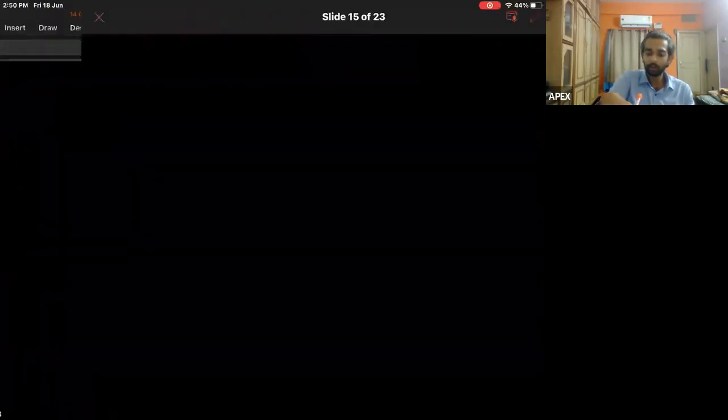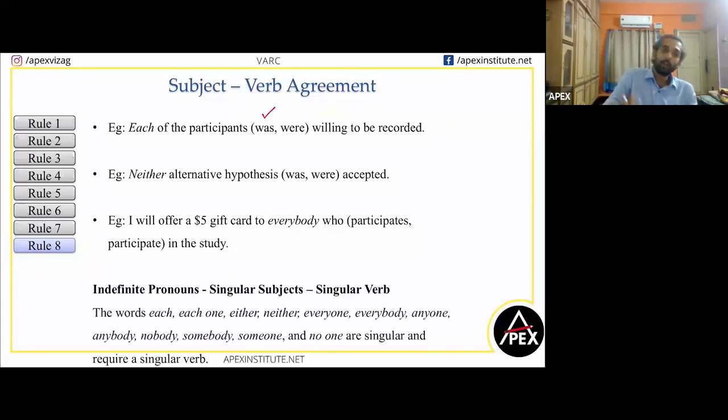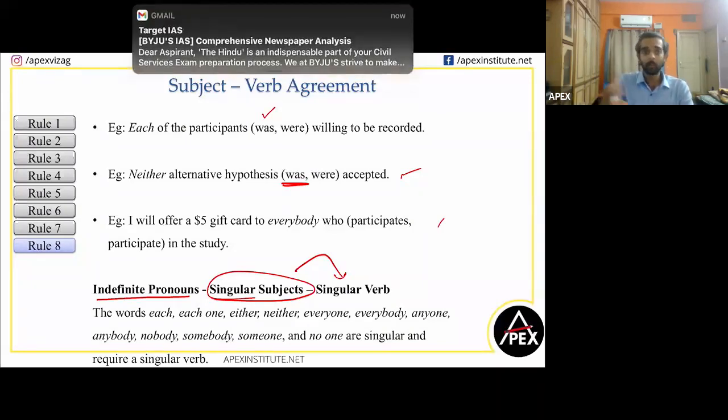Now if we look at a few questions of this sort: each of the participants was or were, what will happen? It will be was. All indefinite pronouns are going to become singular subjects. Since they are singular subjects, we'll take a singular verb. So come on, quickly tell me the answers for this and this. This will be was. And what about this? It'll be was.